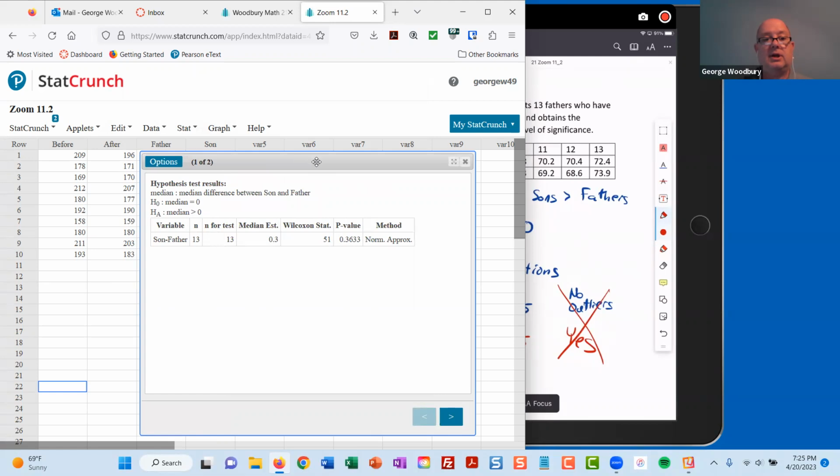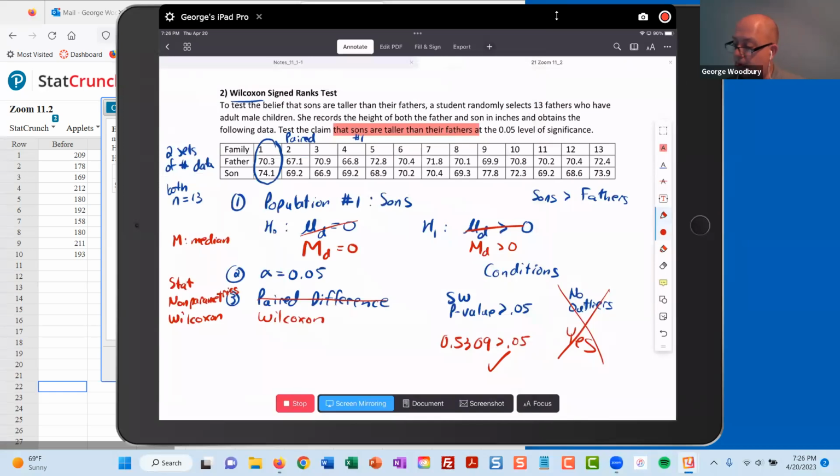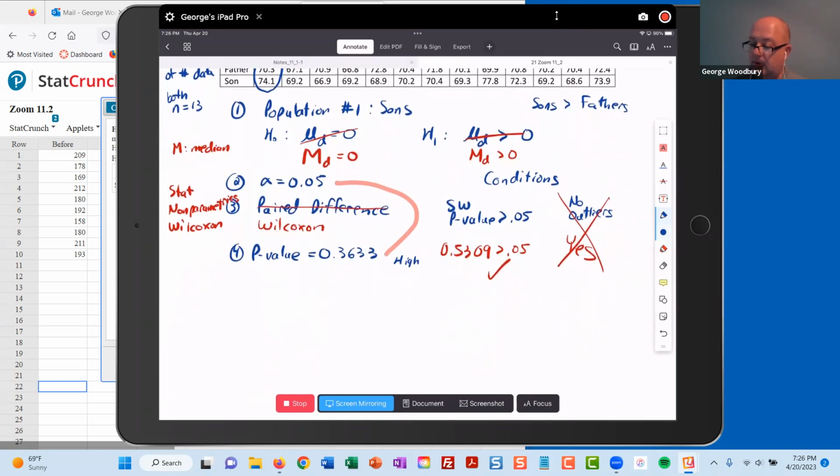Might fit on the screen. There's our results. And the number we want is the p-value, 0.3633. So we take that back to our problem. Step 4, p-value equals 0.3633. And when we compare that back to the level of significance, this is a high p-value. So to finish this off, step 5, high p-value means fail to reject H0.